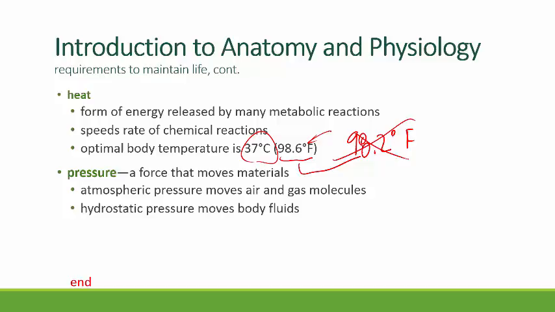And then finally, the last important environmental characteristic that is required for life would be pressure. And pressure is a force that moves materials from one location to another. And there are two important types of pressure that play a significant role in maintaining life. And one of them is atmospheric pressure.